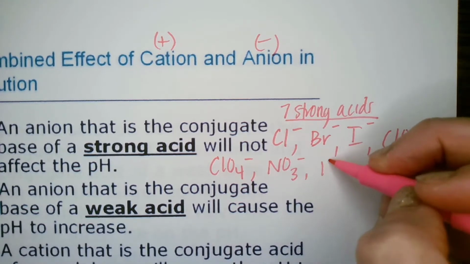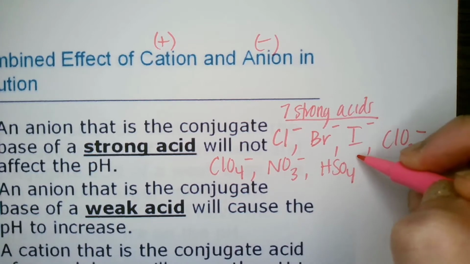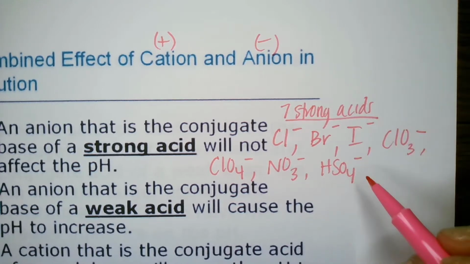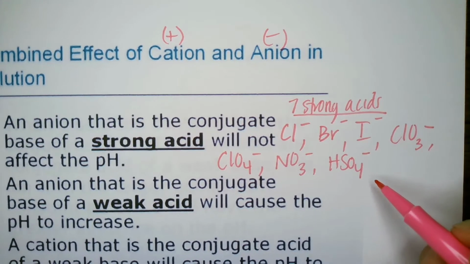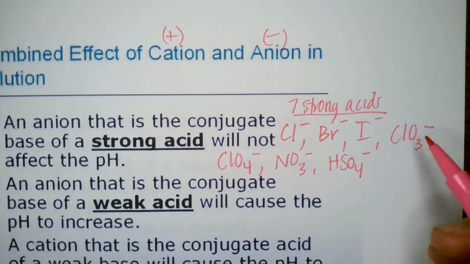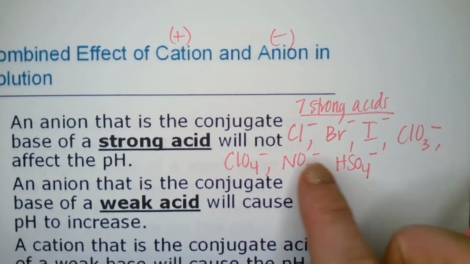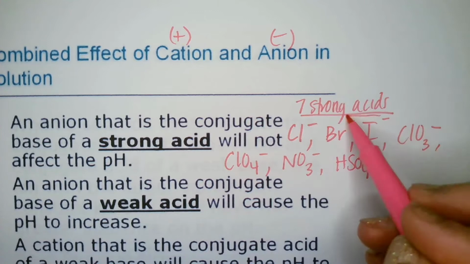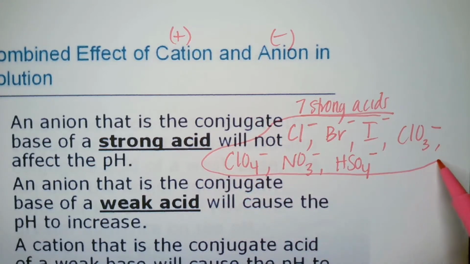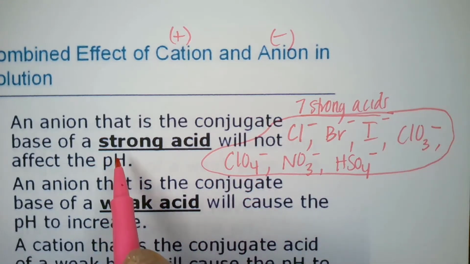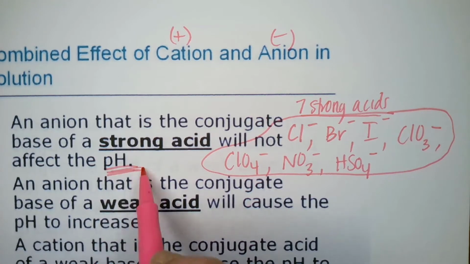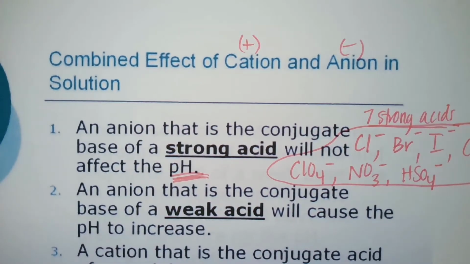And same with HSO4- from our sulfuric acid. We have HSO4-. 1, 2, 3, 4, 5, 6, 7. These 7 conjugate bases will not affect the pH. There's a whole lot of other conjugate bases out there that will affect the pH, but these 7 will not.